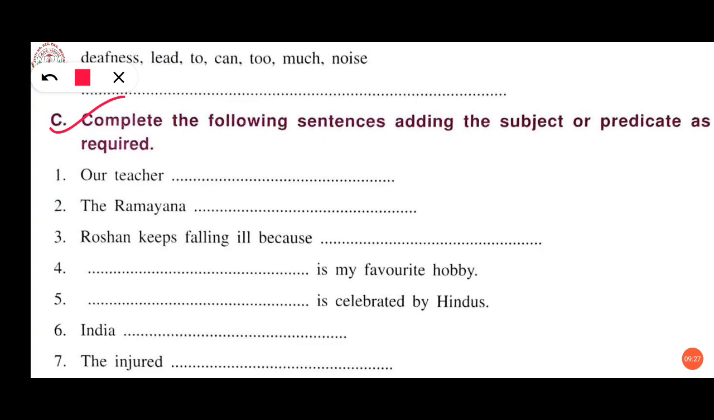So fourth one, dash is my favorite hobby. You can write your favorite hobby. Whatever is your favorite hobby, you can write. Hobby means the things which you like to do every time. Means for not wasting your time, you just like the things to do. That is a hobby. Fifth one, dash is celebrated by Hindus.